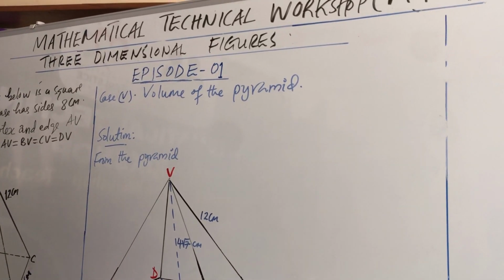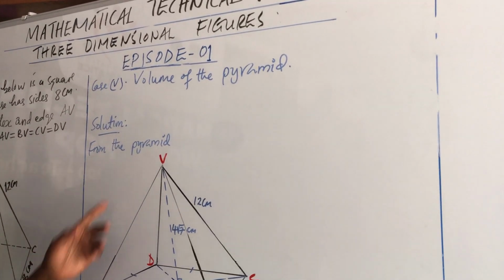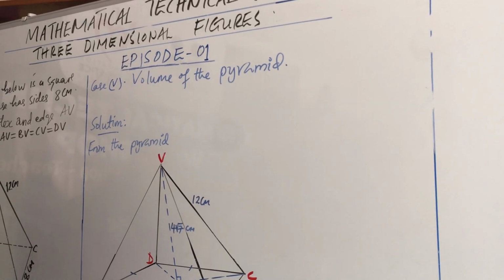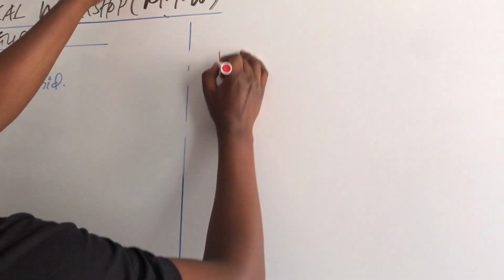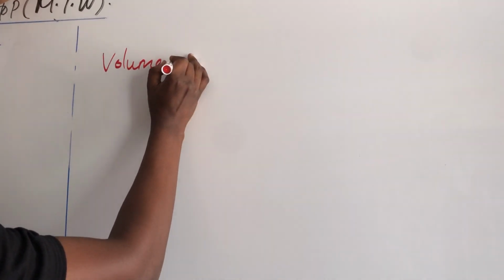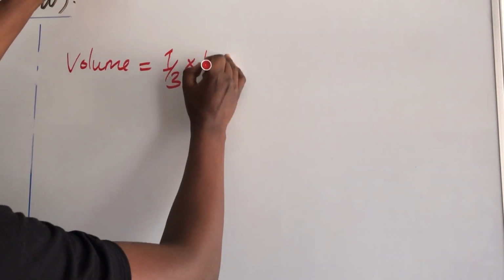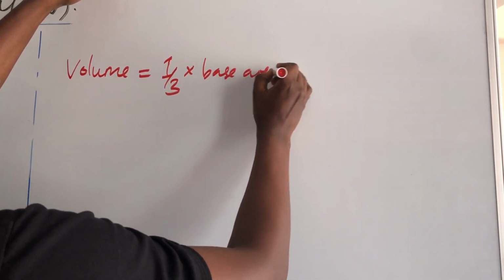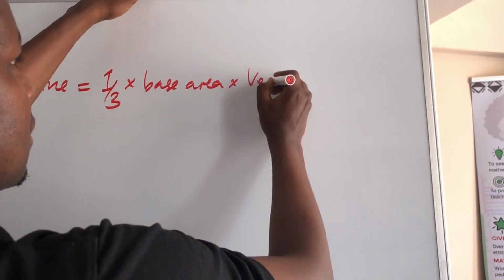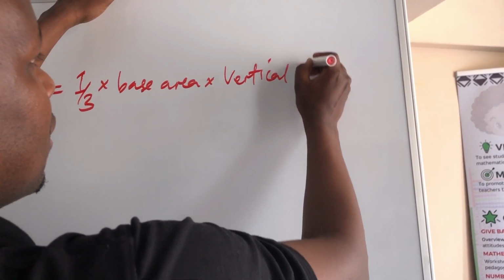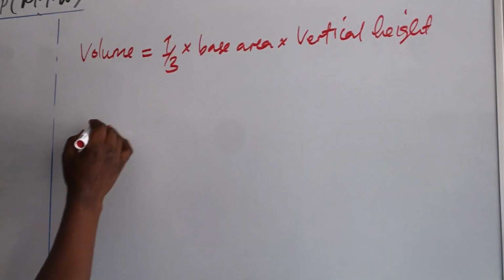Okay, now we are going to case 5. We are required to calculate the volume of the pyramid VABCD. Now volume is the amount of space, and in a pyramid, volume is given by the formula volume equals 1/3 times the base area times the vertical height of the pyramid, or the altitude, the vertical height of the pyramid.